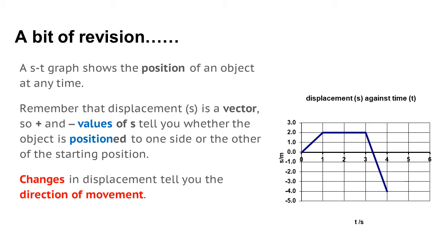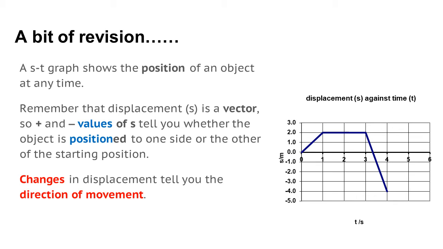So the change in displacement, whether it's changing and becoming more positive, so it's going in this direction, it's increasing, or it's becoming more negative and it's decreasing, will tell you the direction that it's moving in. So again, if we imagine that positive is to the right and negative is to the left, then the changes in displacement here, or here and here, will tell me whether it's moving to the right or to the left.